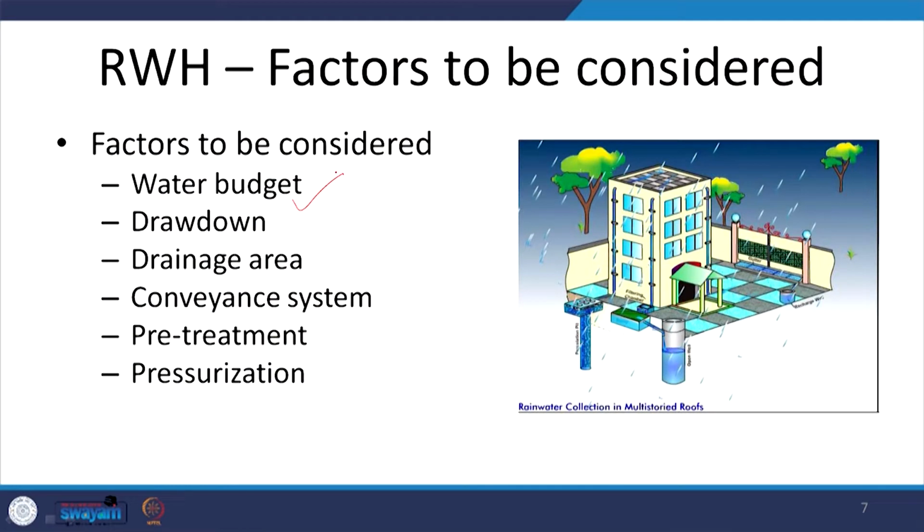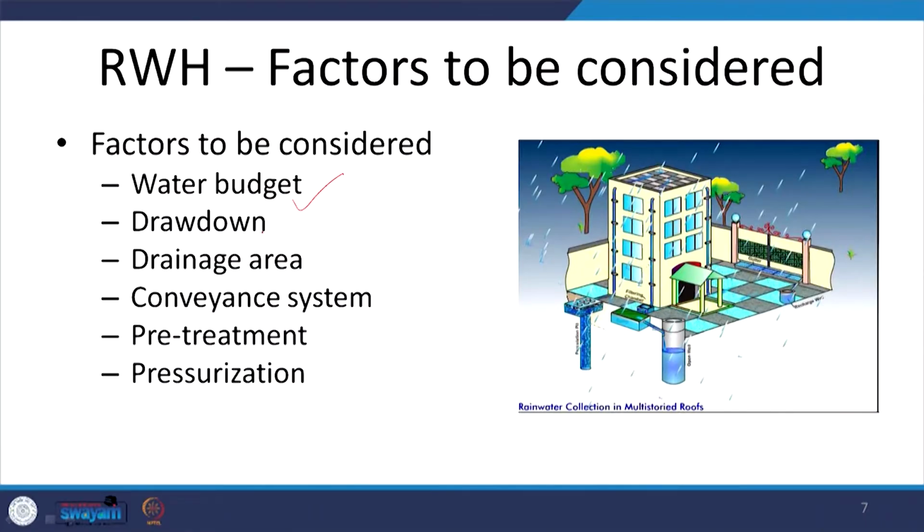First is the water budget. So, we have to know how much of the water is being used, how much is coming, that all will become part of the water budget. Second is the drawdown. How much of this overall water which is available will be used and at what rate will we draw it. So, that depends upon our consumption pattern. The next is drainage area. So, how much of the area is available for us to collect this rainwater.